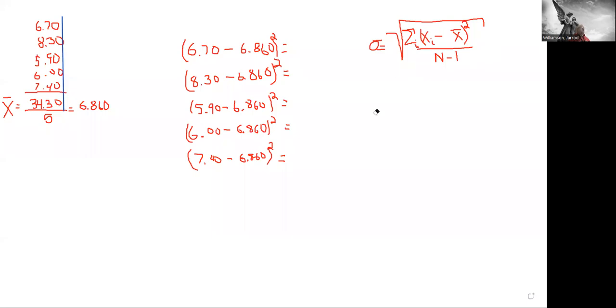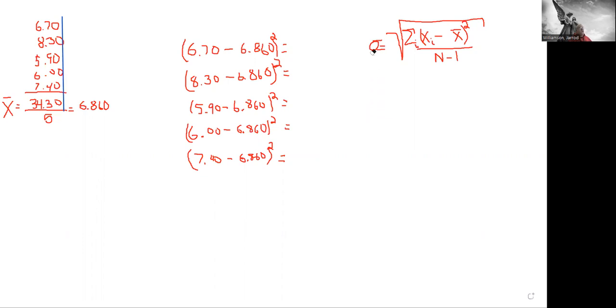Okay, this is Dr. Williamson going over how to calculate standard deviation from a series of measurements. In the previous short video, I went over what standard deviation meant in brief. Now I'm going to go over how to calculate it.